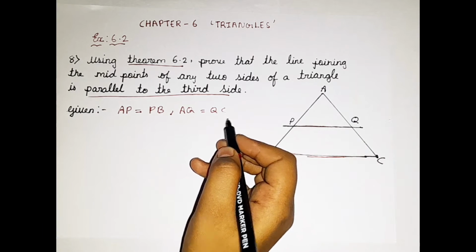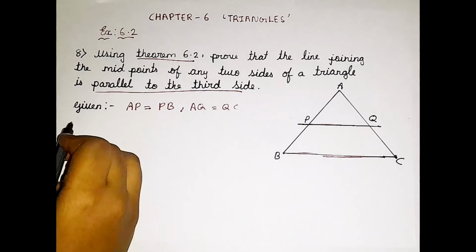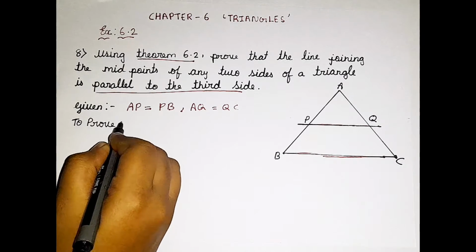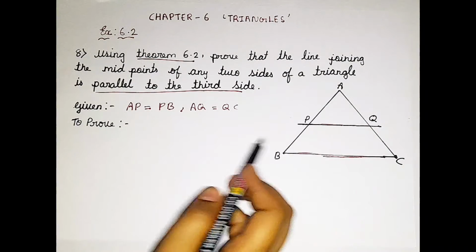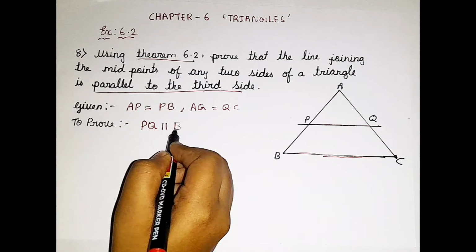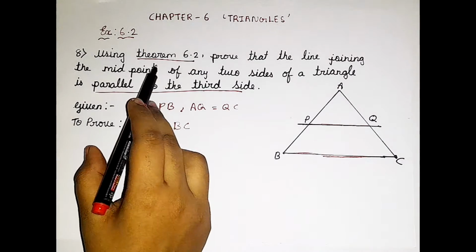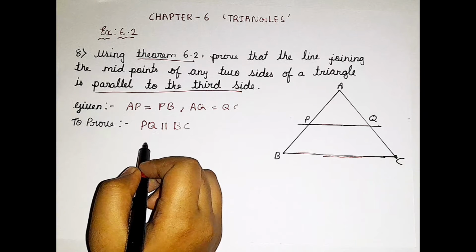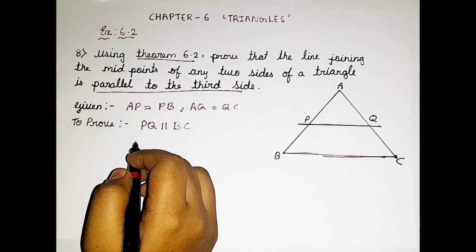Alright, so now we are supposed to write what we are supposed to prove. We are supposed to prove PQ is parallel to BC. PQ is parallel to BC. So remember, whenever we have the converse theorem, that is Theorem 6.2, we are supposed to prove that something is parallel. This is what we are supposed to prove in the converse theorem. Likewise we can just identify it.